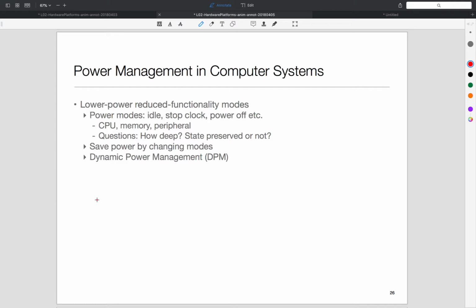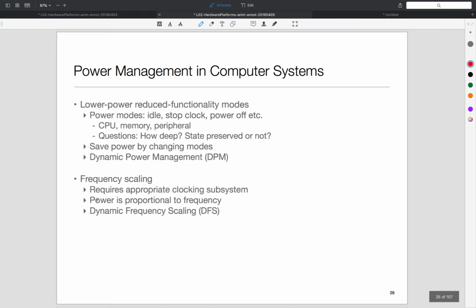Nowadays, things are almost instantaneous to start, so things have improved quite a bit. This whole approach is called dynamic power management. But that's only one approach. If you think about it, this is basically saying shut things off when they are not needed. Philosophically, that's certainly one approach, but there are other things one could also do.